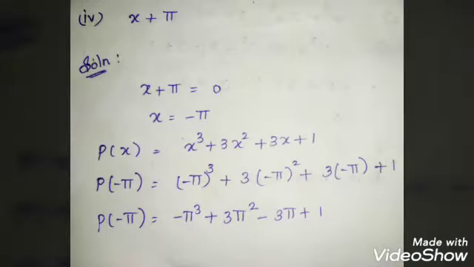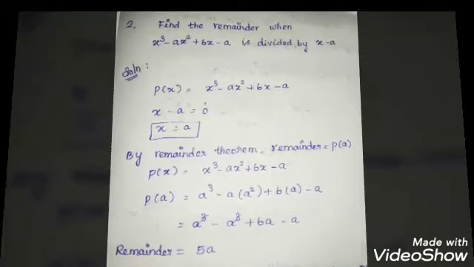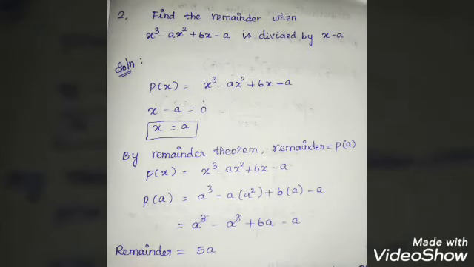Is this clear? Then your fourth subdivision, x plus pi. First we have to equate this equal to 0. So x plus pi is equal to 0. What is the value of x? Minus pi. So p of x is equal to, polynomial is there, substitute x is equal to minus pi. So minus pi the whole cube plus 3 into minus pi square plus 3 into minus pi plus 1. So minus pi cube plus 3 pi square minus 3 pi plus 1. This is your remainder.